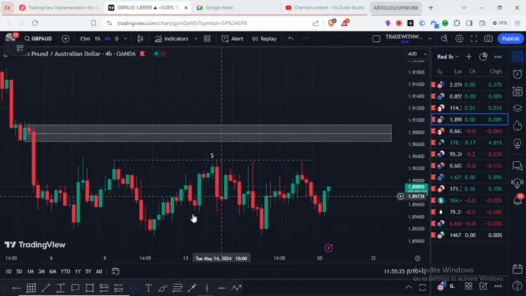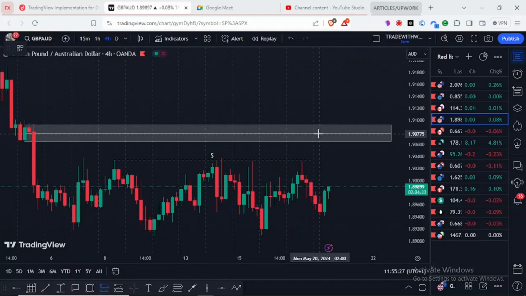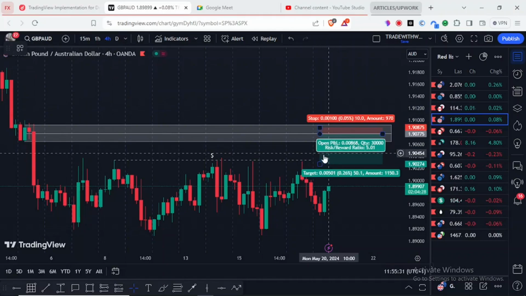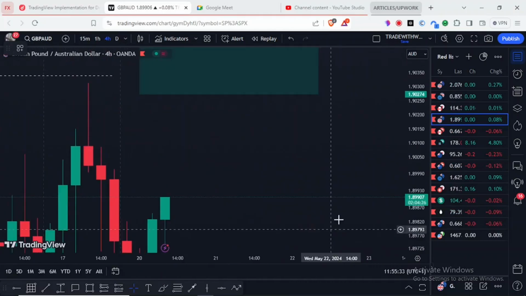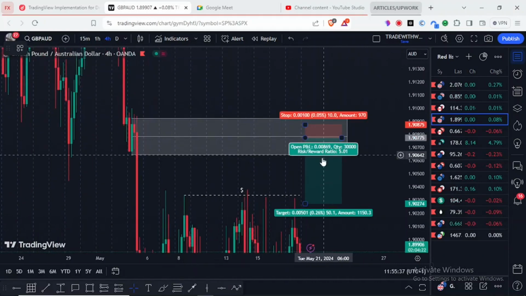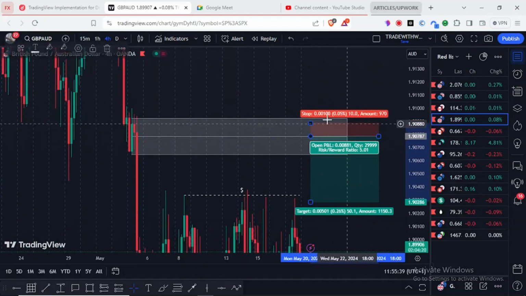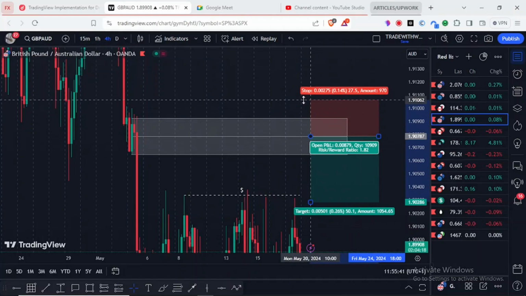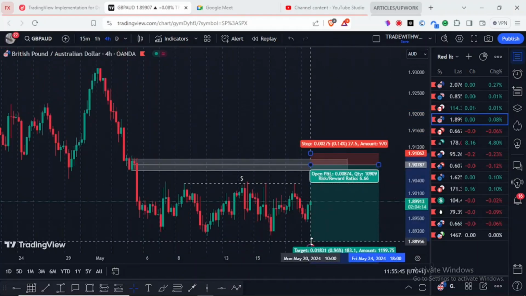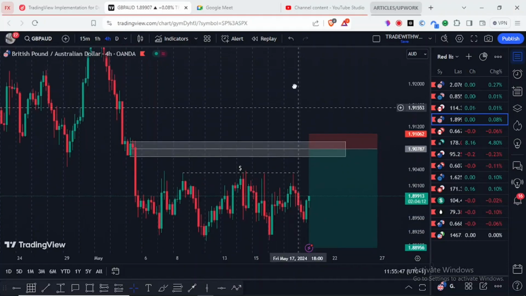All right, so this is a very beautiful setup. You can always imagine this pair is very volatile. See this stop loss, because I always use a 10 pip stop loss. Look at what is happening. So let's just extend it for the sake of this video, and then the target will be this low here. So your target on this setup is 183 pips.